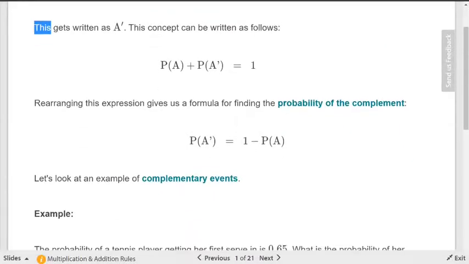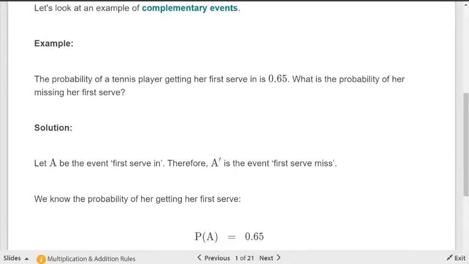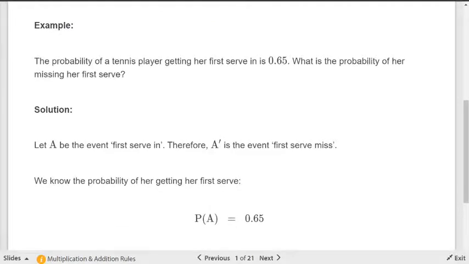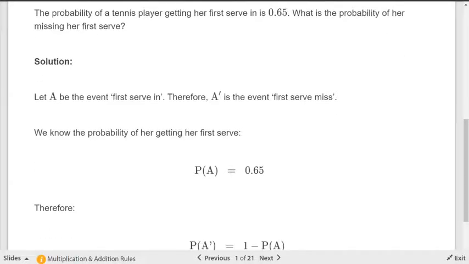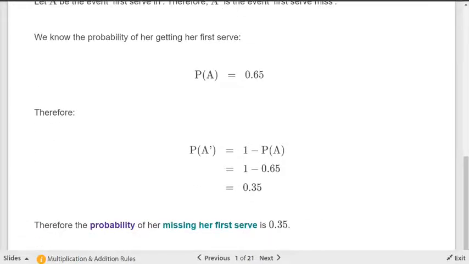So, here's an example. The probability of a tennis player getting her first serve is 0.65. What's the probability of her missing her first serve then? 0.35, right? Those two numbers just have to add up to 1. So just take 1 minus the 0.65, and that'll tell you the answer. It's a pretty simple concept, okay?